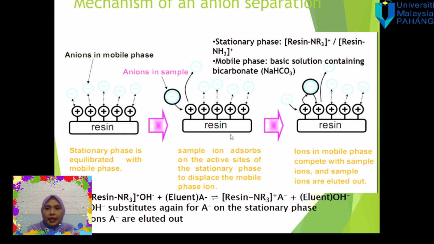Now when the ions in the mobile phase compete with your sample ion, and sample ions cannot be retained anymore on the surface of the resin, they will be displaced out, they will be eluted out. So that's why ion A is eluted out, so we have the peak of A. Let's say ion B now competes with the negative charge from the eluent. After compound A is eluted, compound B gives the second peak, followed by the third peak, fourth peak, for all these anions in the sample. That's the mechanism of anion separation.